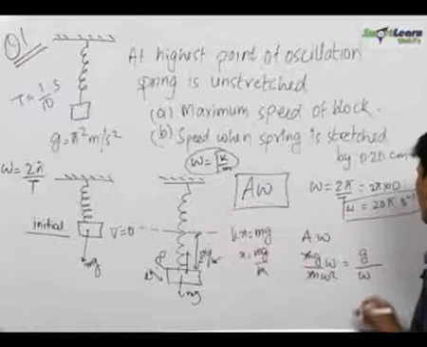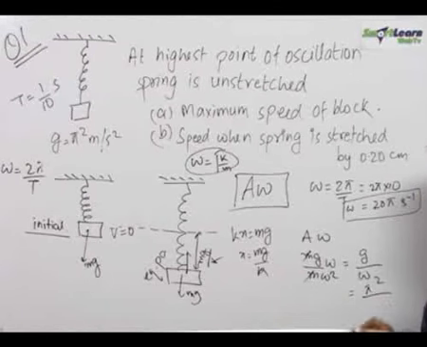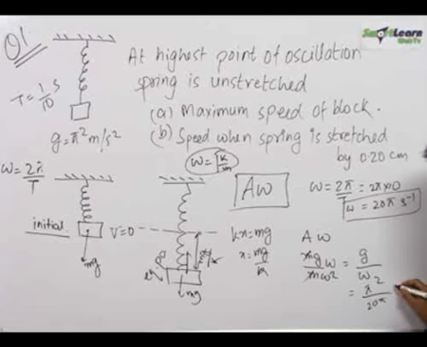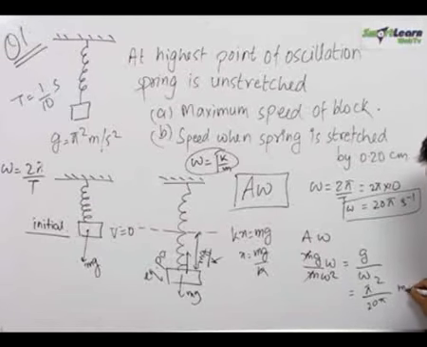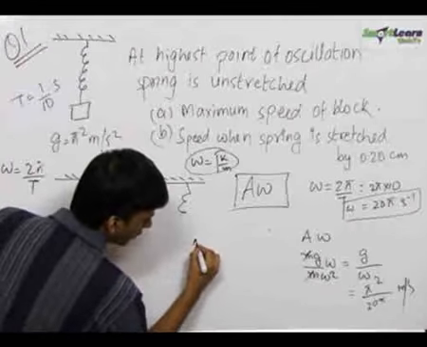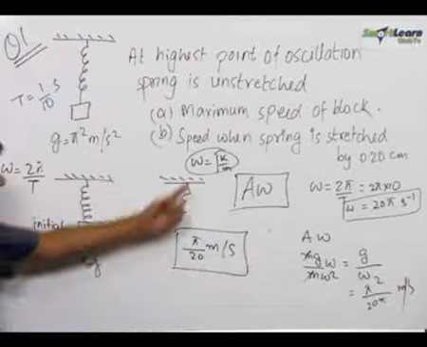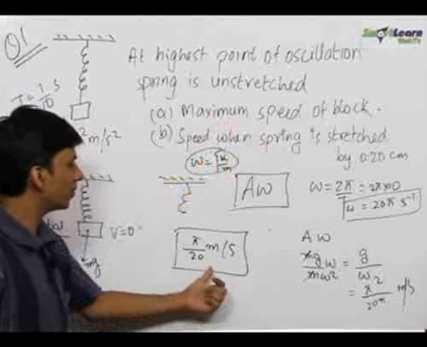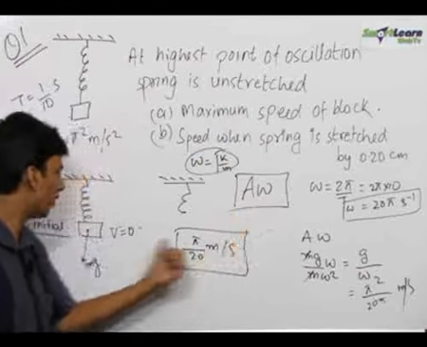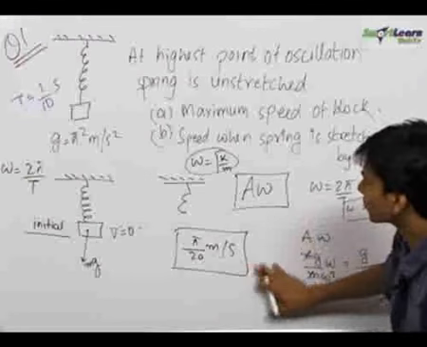The value of g is given to be pi square meters per second square. Therefore pi square upon omega, that is 20 pi second inverse, to give the value of maximum speed as pi square upon 20 pi meters per second, that is equal to pi by 20 meters per second. So we get the answer for our first part, which is the maximum speed of the block, by simply applying the various concepts of simple harmonic motion in a straight line, that is linear simple harmonic motion.